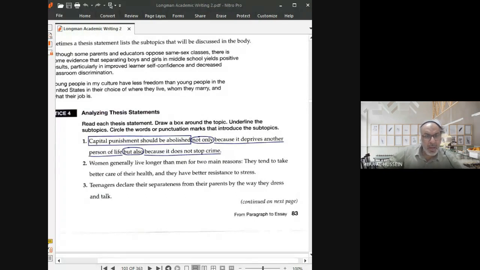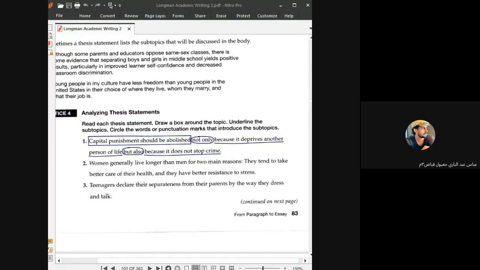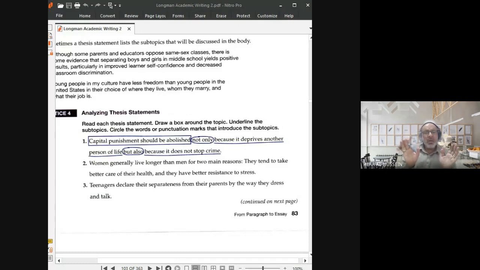As I explained, Abbas Abdul Bari. Yes, please. Capital punishment should be abolished, not only because it deprived another. I think capital punishment should be abolished is the topic sentence. Not the topic sentence, Abbas. The topic sentence is something different. Please try to differentiate between a topic sentence and a thesis statement.